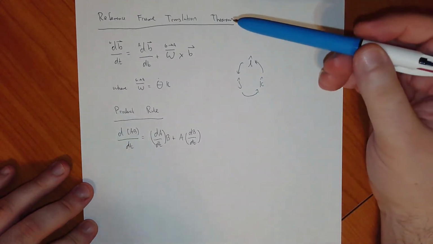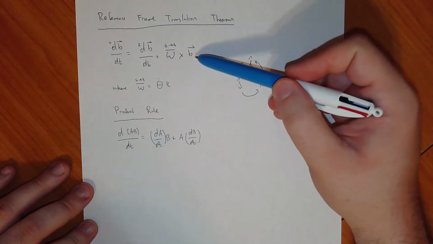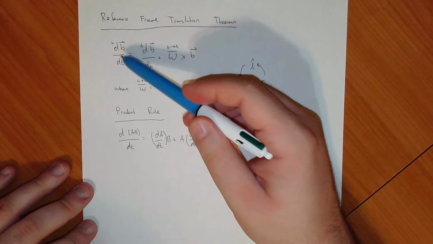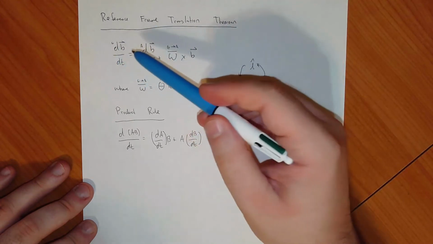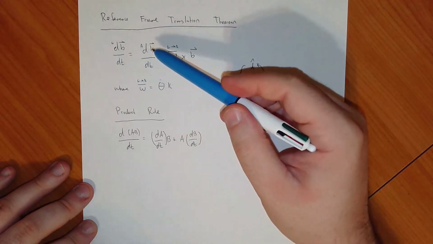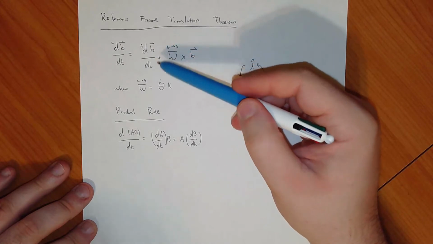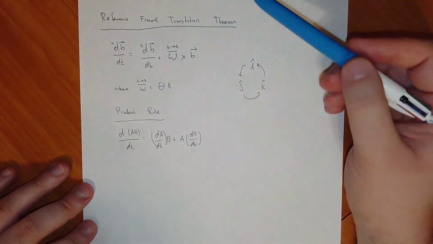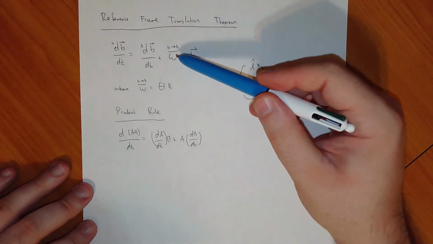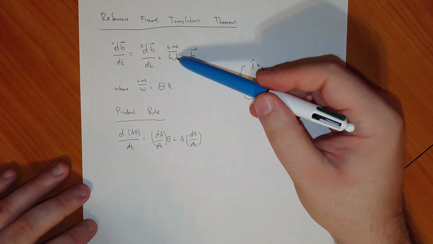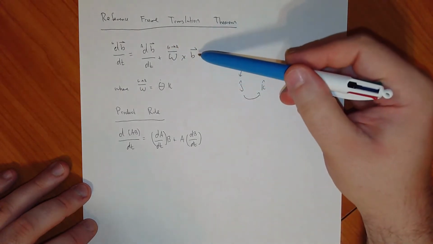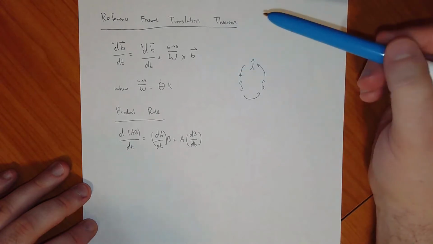The first is the reference frame translation theorem, which is written here, which basically says that the derivative of some vector with respect to time in the ground reference frame is equal to the derivative of that same vector with respect to time in its own native rotating reference frame, that's reference frame A, plus the rotational velocity between the ground reference frame and the rotating reference frame crossed with the original vector itself.